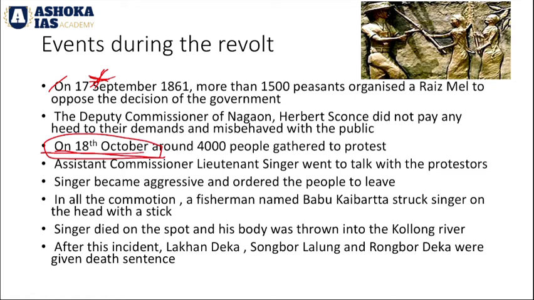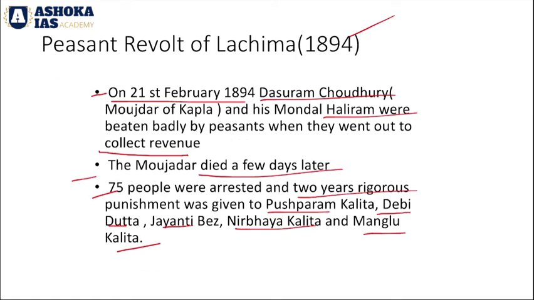You have to remember the name of the assistant commissioner, Lieutenant Singer, because the question may be directly asked, who was killed during the Phulaguri Dhawa. Alright. Now, regarding the peasant revolt of Lachima, you have to remember the name of Dasuram Chaudhary and Mondol Holiram because Dasuram Chaudhary was killed. You don't have to remember the names of the people who were given 2 years rigorous punishment. This question will not be asked.